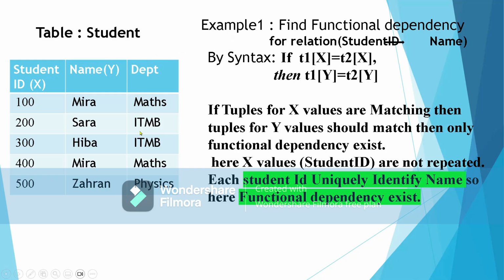Now you can consider this student table, in which student ID and names are given. Now you can see here each student ID uniquely identifies the name of the student. So here functional dependency exists.